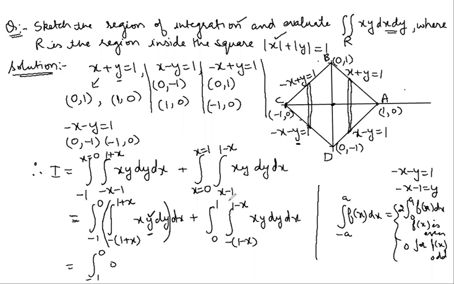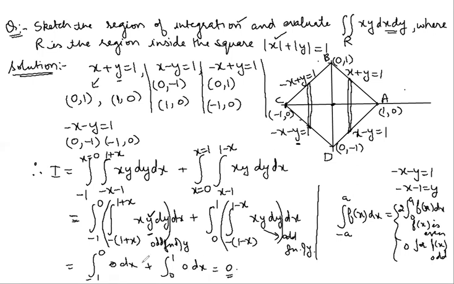this one, and this one here. In both the cases the integrand is an odd function of y. So this is 0 dx, and from 0 to 1 it is 0 dx. It's equal to 0.